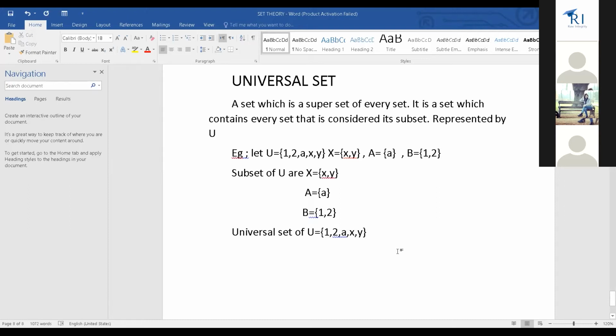Got it? Did I miss anything? No, I guess I have a kind of doubt in this thing. Which one? In this universal set. In this universal set, set A is a, set B is 1, 2, and okay, I'll just see it. A set which is a superset of every set. It is a set which contains every set that is considered its subset. Let U equal to X equal to xy, A equal to a. Now you have covered everything. It's fine. It will be more clear when we do the examples and exercises.